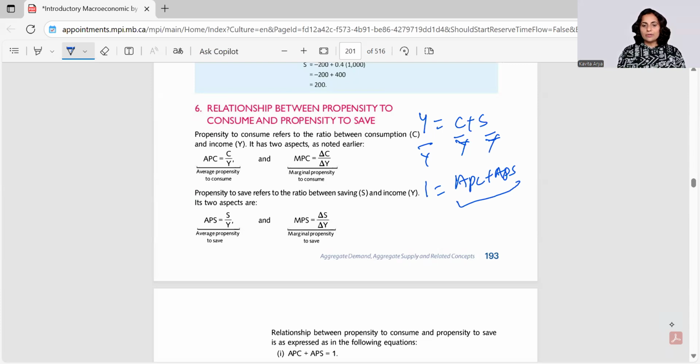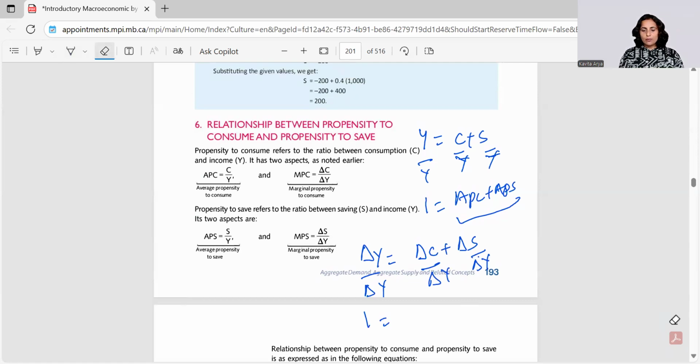On a very similar note, if we have any additional income, that will result in additional consumption and additional saving. So if we divide both sides by delta Y, what are we going to get? The left hand side is 1. This becomes MPC and this becomes MPS. Hence, we are done with this relationship: APC and APS together make 1, MPC and MPS together make 1. And that's what is going to be used in numericals.